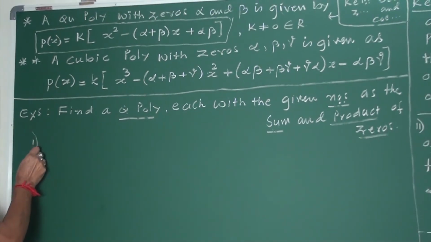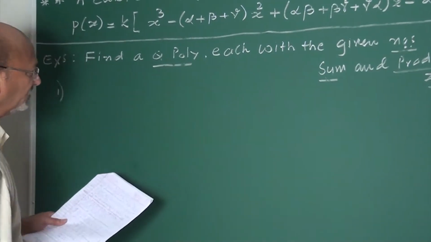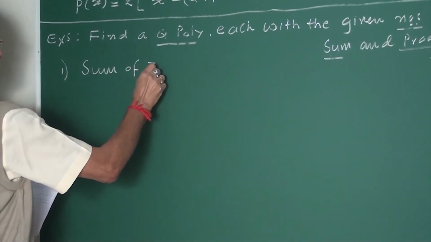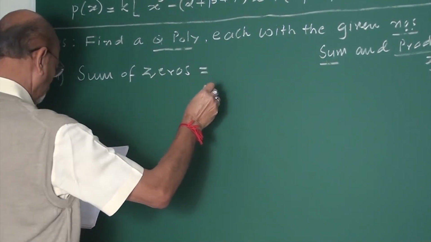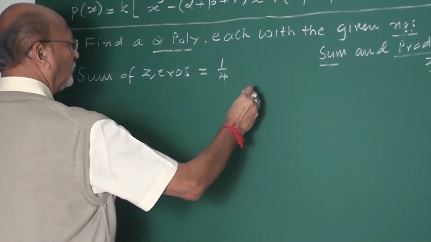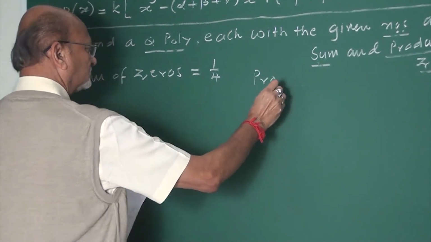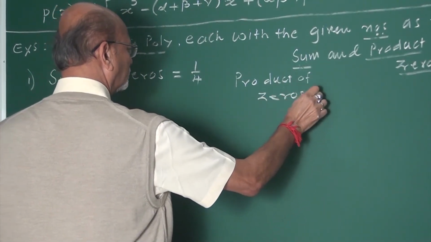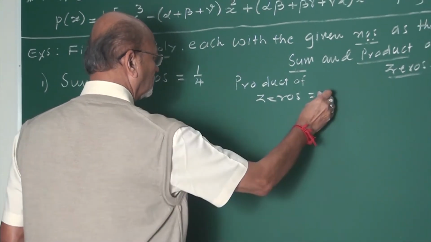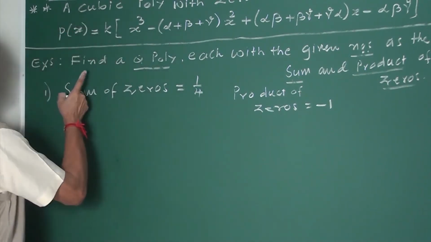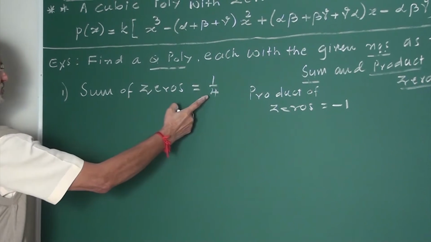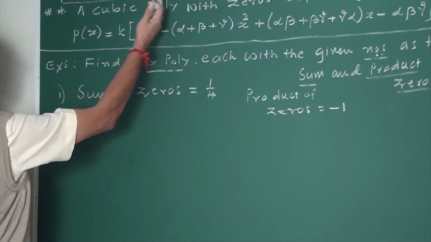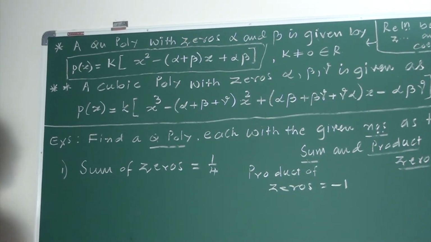Yes, my friend. Example one. Anyway, the statement title is written. Directly I write. Sum of zeros is given as 1/4, and product of zeros is given as -1. See, you want to find a quadratic polynomial when the sum of zeros is 1/4 and the product of zeros is -1. If you directly substitute in this, you can get what you wanted, the quadratic polynomial.